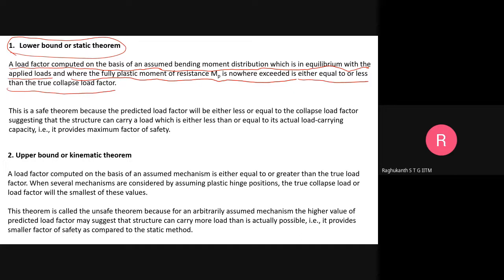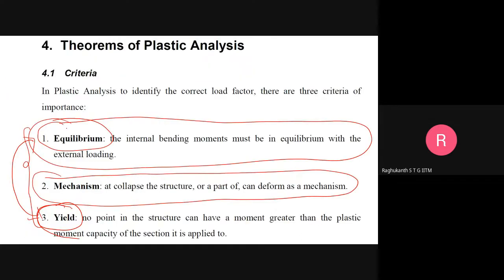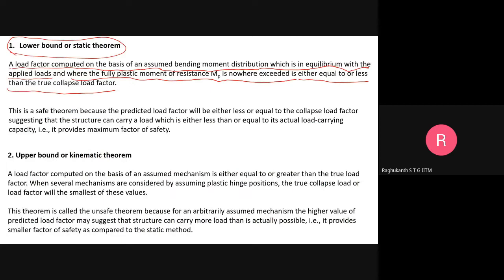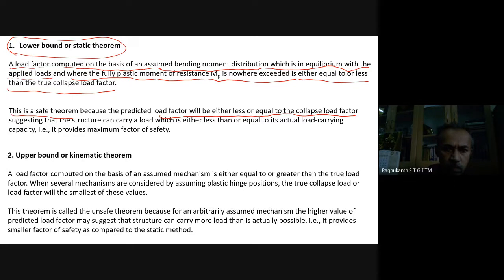So this theorem says, if you satisfy the first condition and the second condition among these three conditions, then whatever load factor you get will be lower than or equal to the true collapse load factor. This is what they call the lower bound or static theorem. People say this is also a safe theorem, because load factors will be either less than or equal to the collapse load factor, suggesting the structure can carry a load less than or equal to its actual load. So this is a safe theorem.